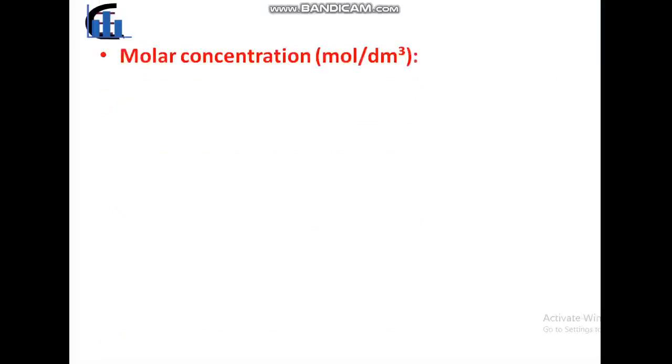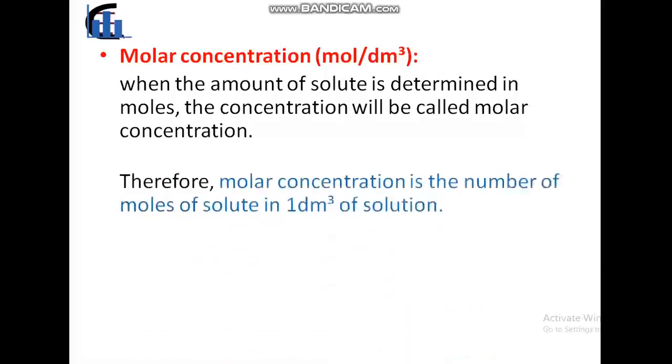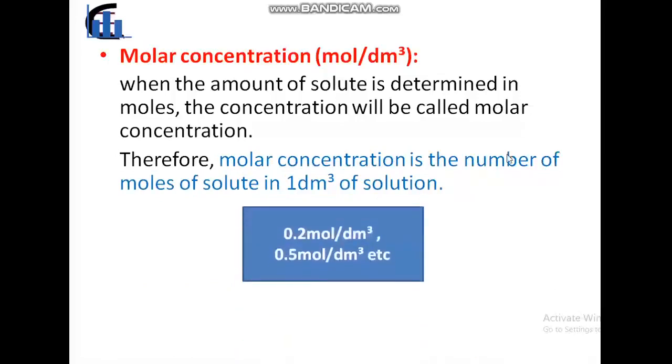We have molar concentration, measured in mole per dm cube. When the amount of solute is determined in moles, the concentration will be called molar concentration. Therefore, molar concentration is the number of moles of solute in 1 dm cube of solution. For example, we can have 0.2 mole per dm cube, 0.5 mole per dm cube.